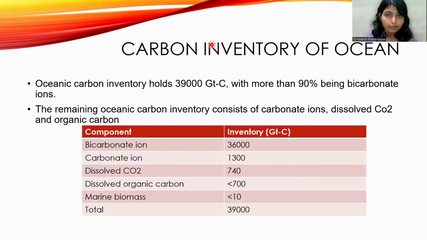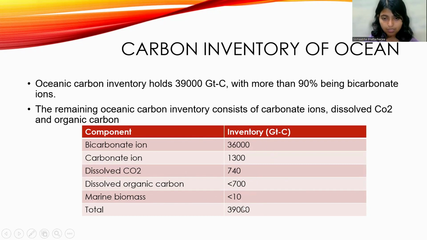Now moving ahead, we have the carbon inventory of the ocean. The oceanic carbon inventory holds around 39,000 gigatons of carbon, and more than 90% of this is contributed by bicarbonate ion, as we can see here. The remaining oceanic carbon inventory consists of carbonate ions, dissolved carbon dioxide, dissolved organic carbon, and marine biomass, which has a very small contribution, less than 10.